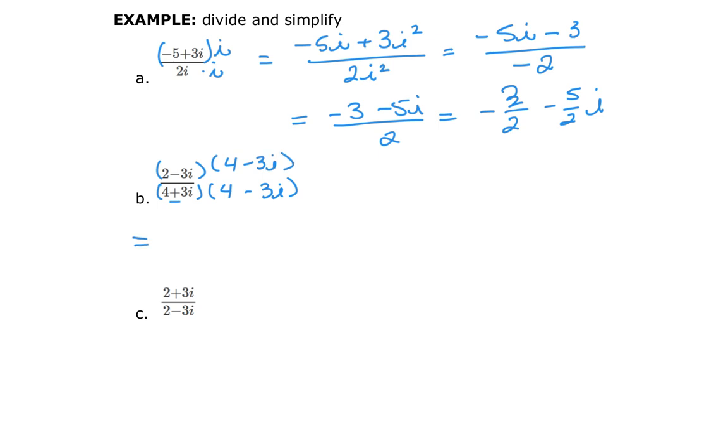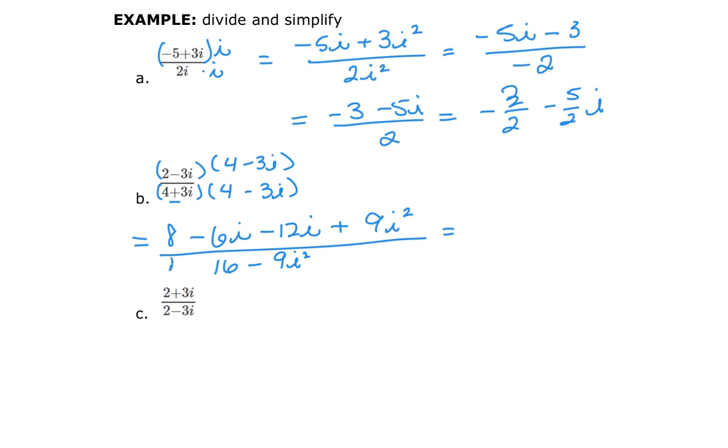I'm going to distribute through, and so I'm going to get 8 minus 6i minus 12i plus 9i squared. And then in the denominator, since this is the difference of squares, it's going to be the first term squared, which is 16, minus the second term squared, which is 9i squared. In the numerator, I know that 9i squared positive becomes a negative, so I have this 8 right here, and that ends up becoming a negative 9, so that's going to produce a negative 1.